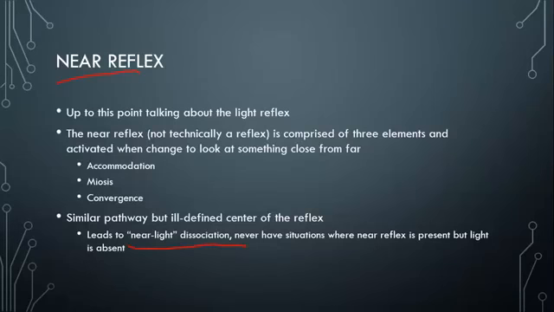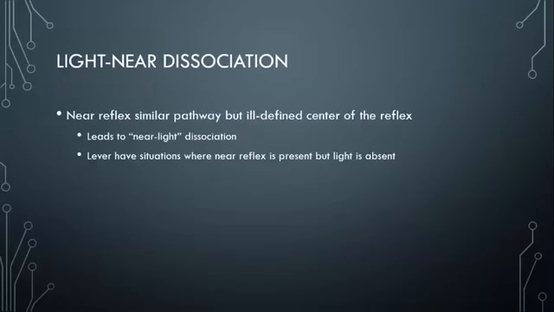So we know that they can't be an identical pathway with identical nuclei, because you can have situations where the near reflex is present but the light reflex is absent, and that's called near-light dissociation. It brings up its own differential when you have it, and we're going to talk about that in a separate talk.